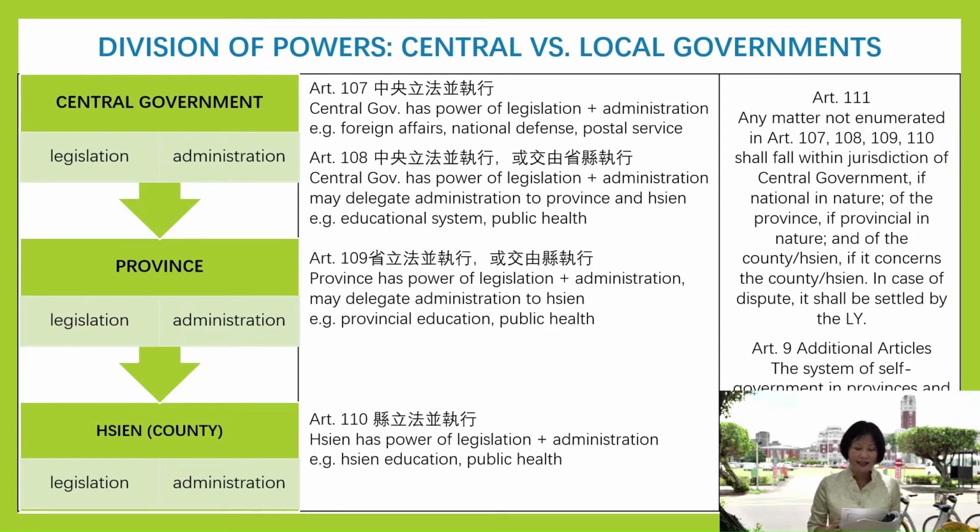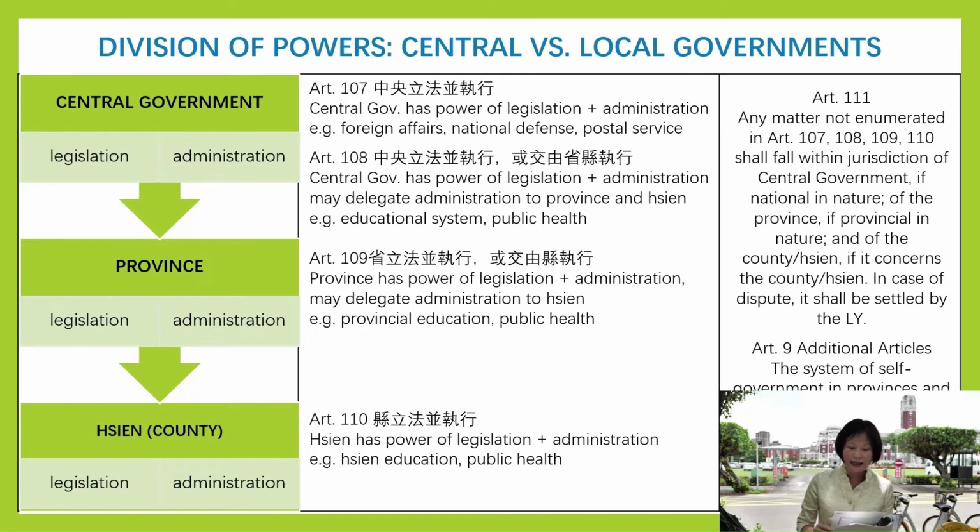Article 107 says when the central government has the power of legislation and administration. So for example, foreign affairs, national defense, postal service, all these issues are legislated and administered by the central government. Article 108 then specifies the issues where the central government has the power of legislation and administration, but here the central government may delegate the administration to the local governments, namely the province and the xian. So an example would be education, the educational system, and public health.